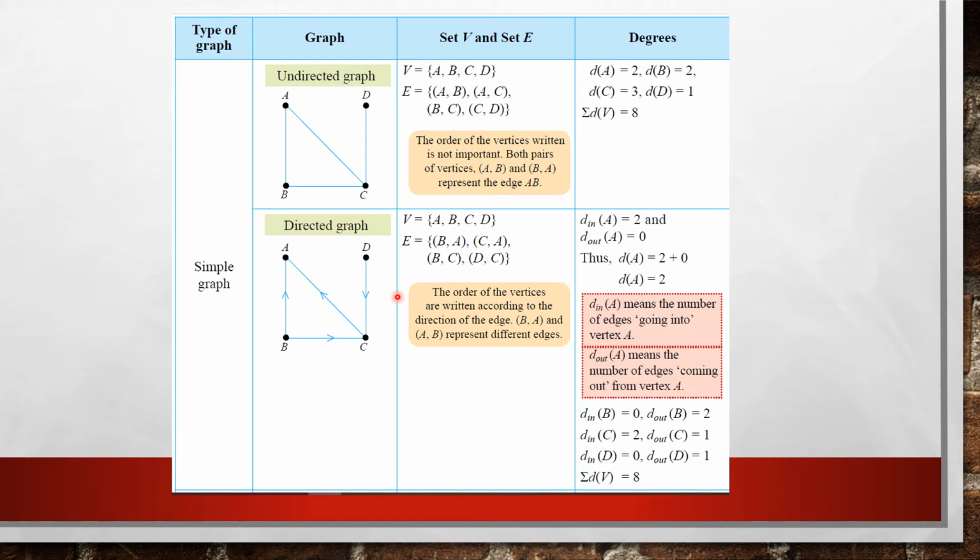Next, we look at D. You have only one line connecting vertex D, and the line is going out. So degree in for vertex D is 0 and degree out of vertex D is 1. So you sum all the degrees, and you will get the sum of degrees is 8.